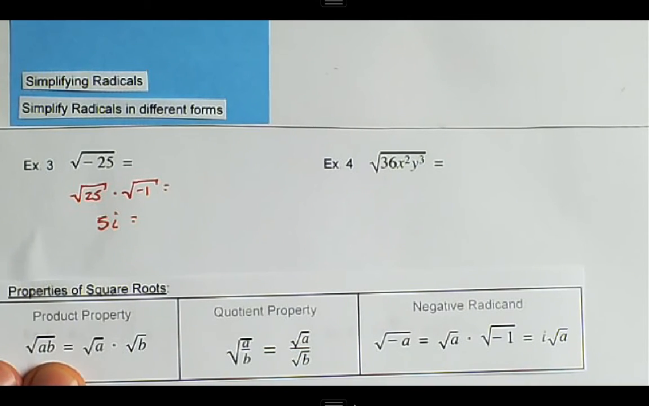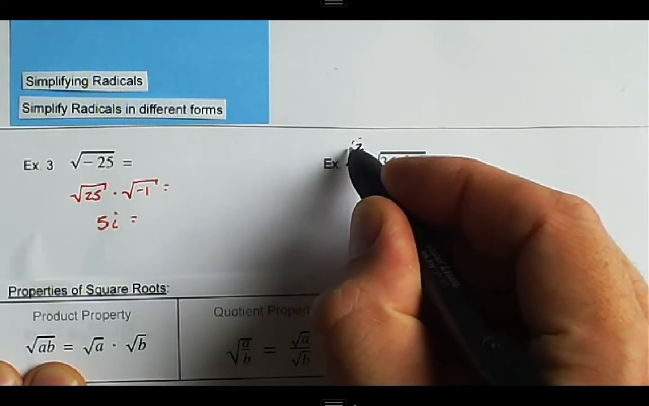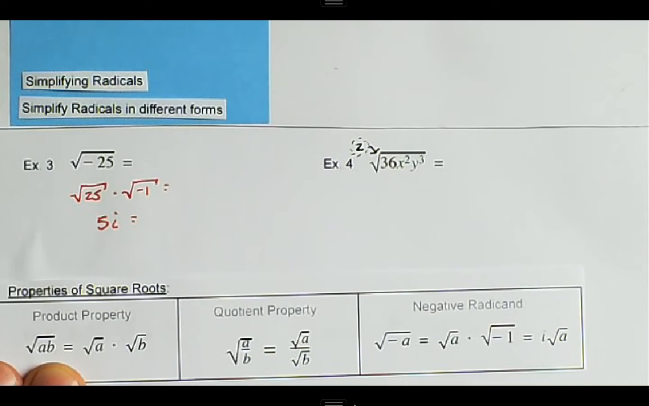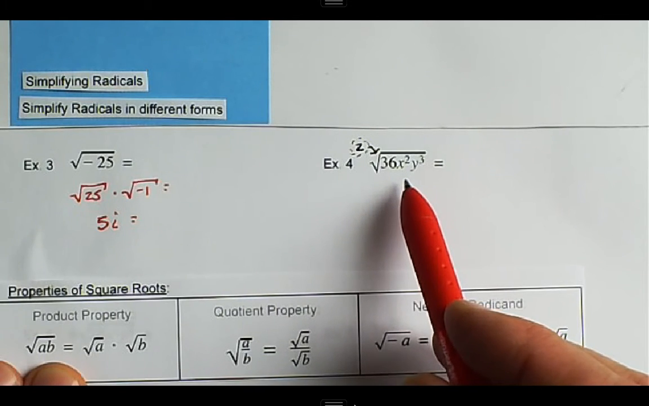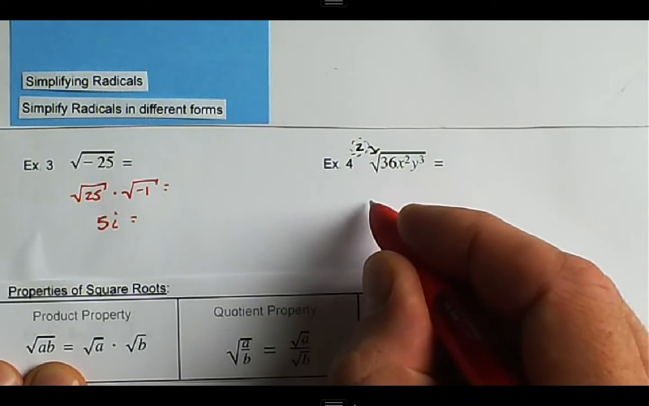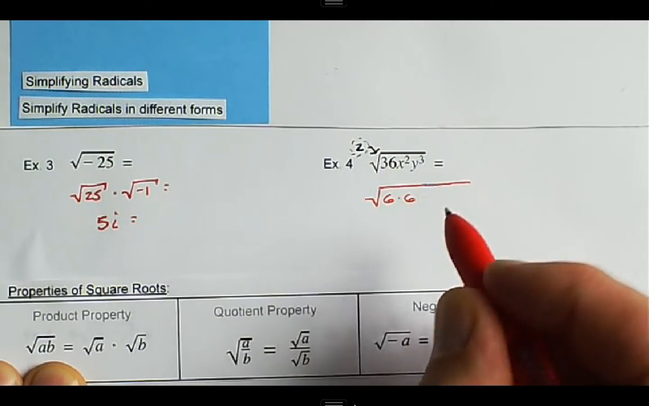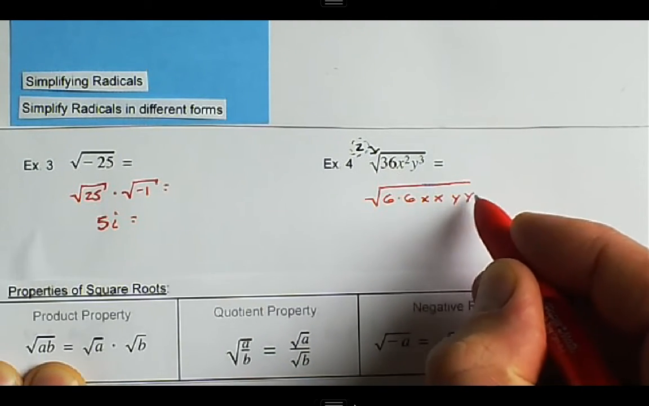Now we look at example 4, and whenever we have the square root, we know that we have an understood 2 here. So we understand that there's a 2 right there, and we have to simplify that. In order to take something out of the radical, we need to find 2 of that thing. So I'm going to rewrite what's underneath the radical here. 36, I know I can write this as the square root of 6 times 6, and then I have 2 x's, 1, 2, and 3 y's, 1, 2, 3.